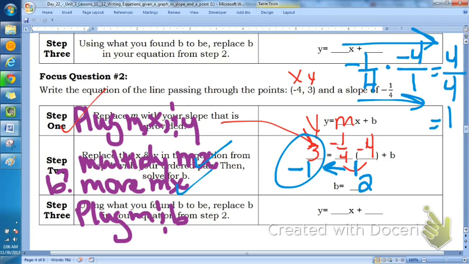So we've done that. Now we're ready to plug in our m value and our b value into the equation to finish up our answer. Our m value is the slope, so negative 1/4. Our b value is the 2 that we got in our previous step. So if you want to think of it as that, the final answer is y is equal to negative 1/4 x plus 2.